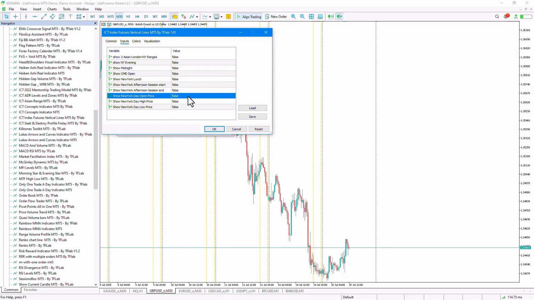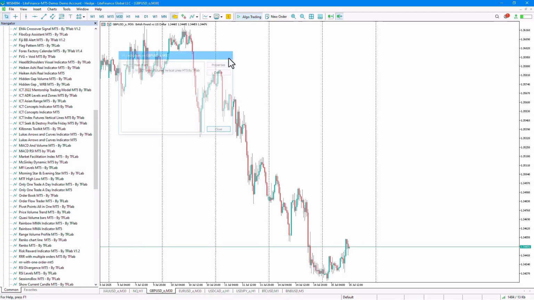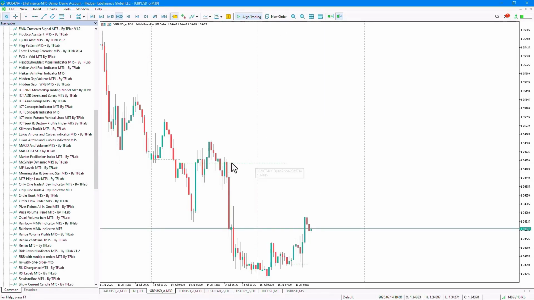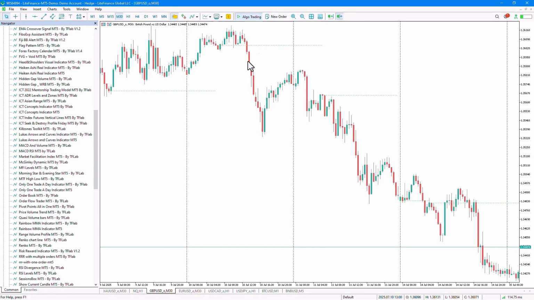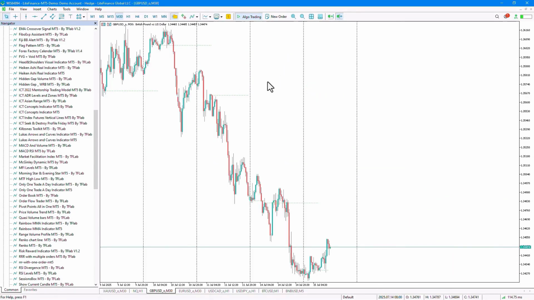The next input is related to the New York trading session's opening price. By enabling this option, it will draw and display the New York trading session's price levels on the chart for us.